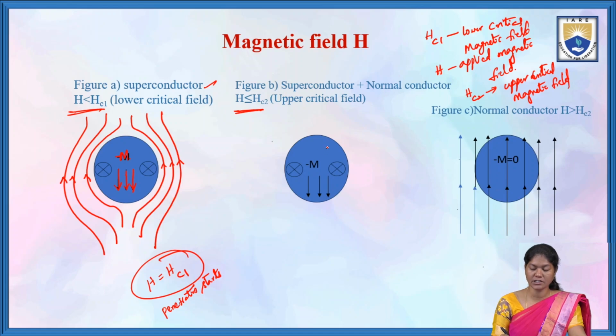So the intensity of penetration increases as the magnetic field increases. Here, in this case, the magnetic lines slightly pass through the superconductor.